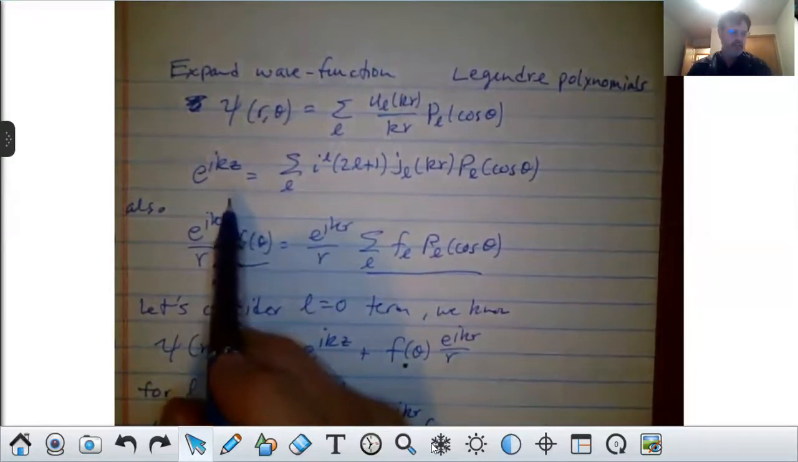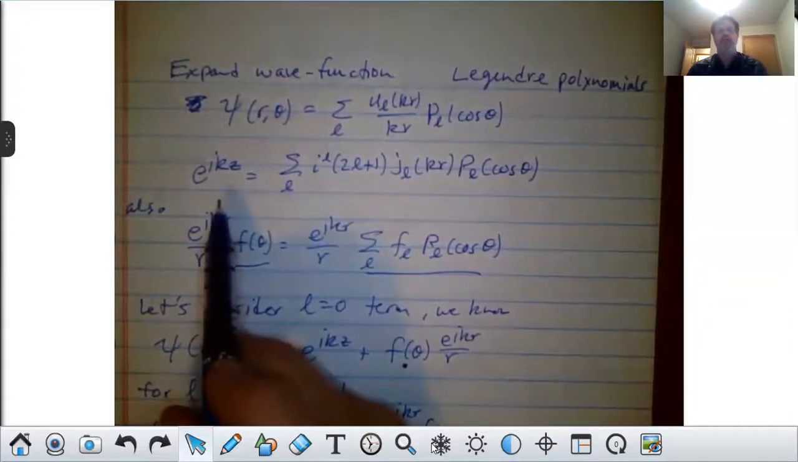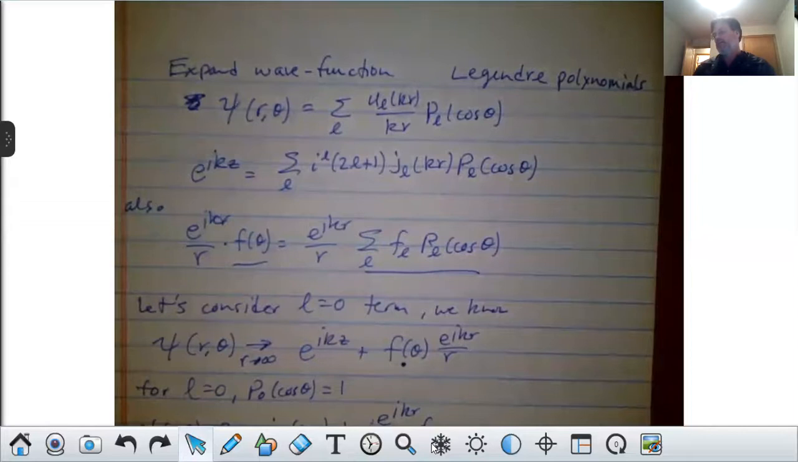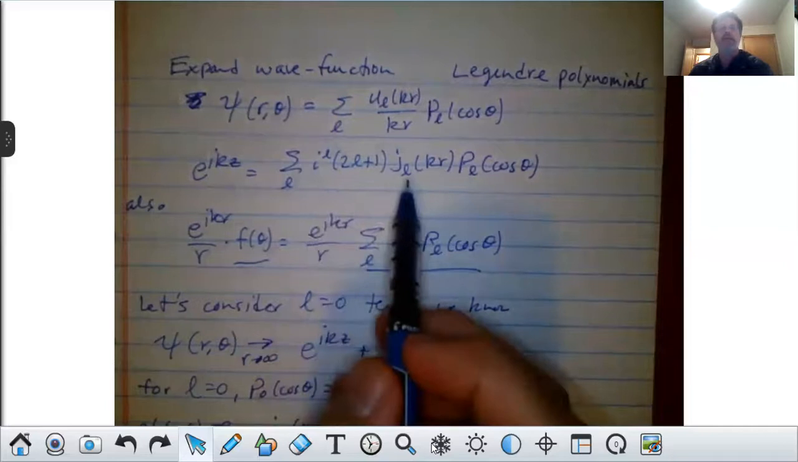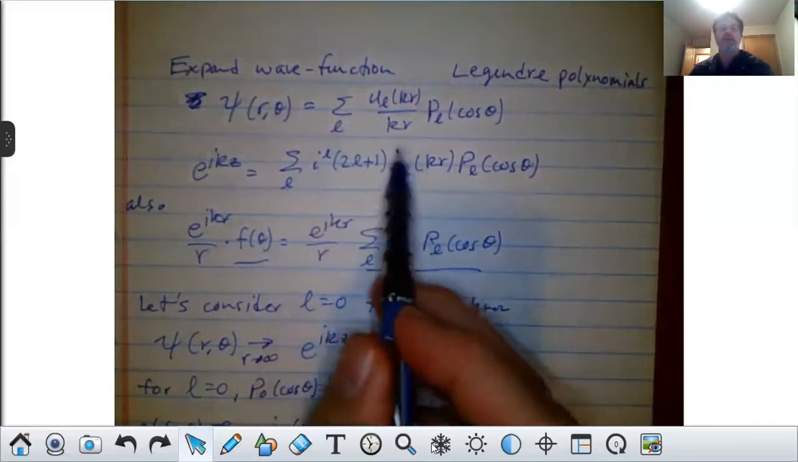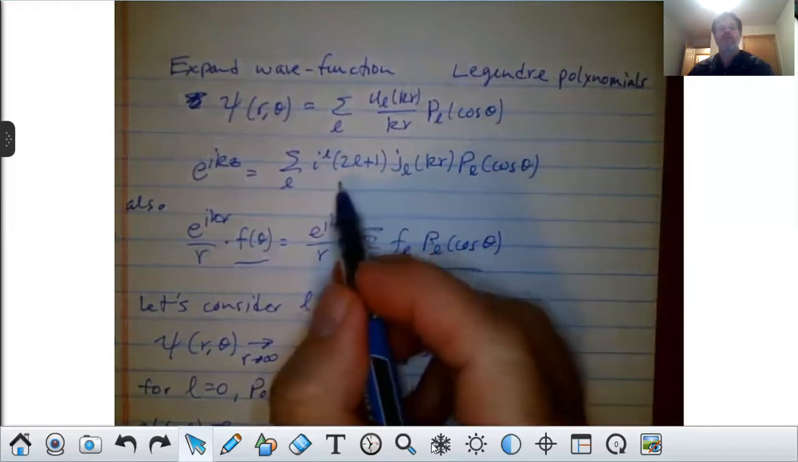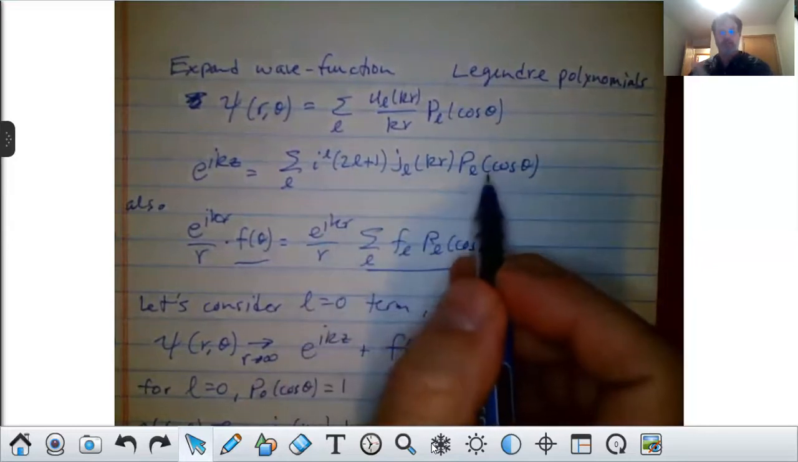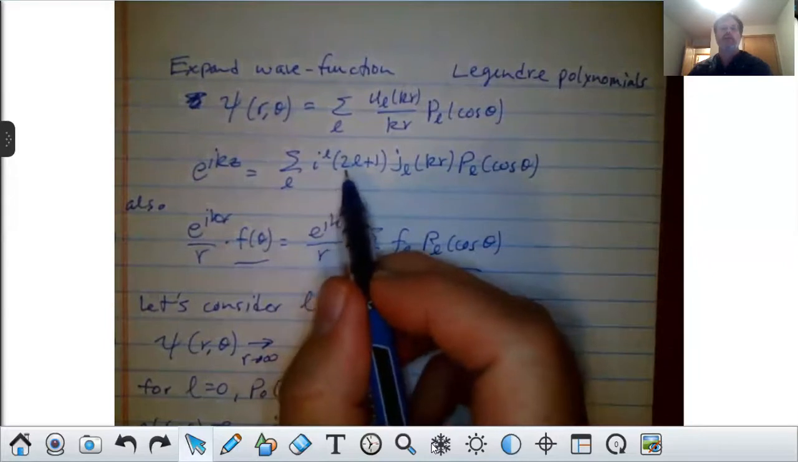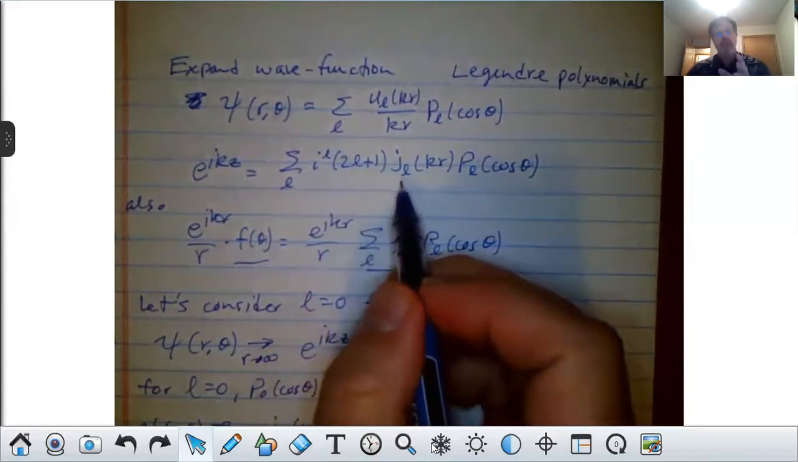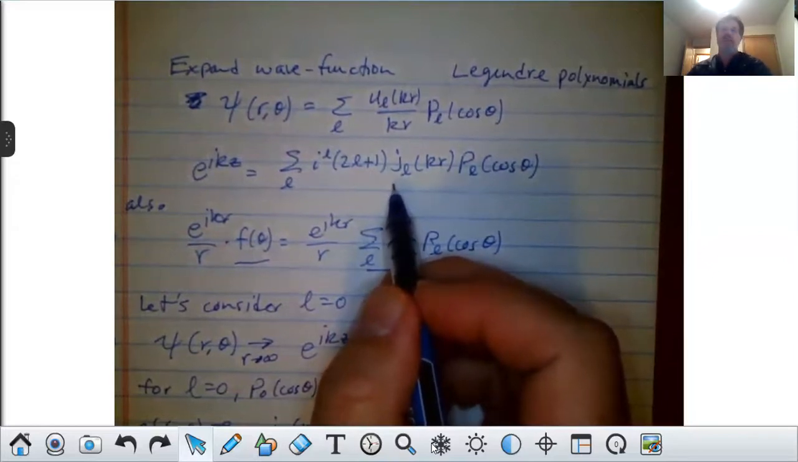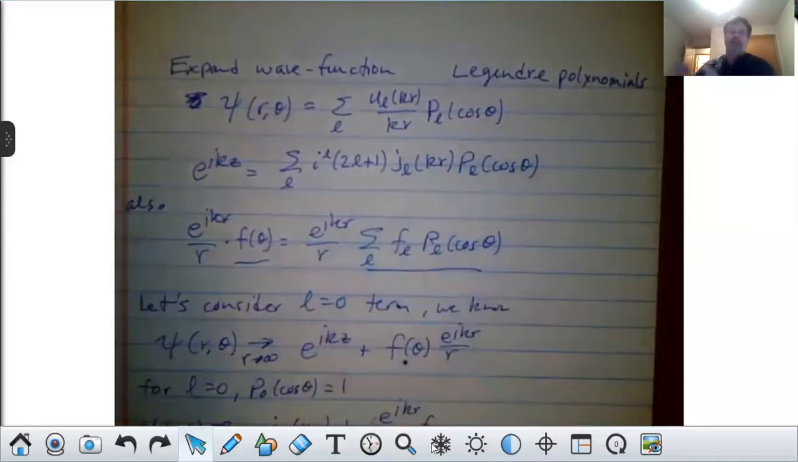I'm going to try to save a little bit of time by not going through all the mathematics, but the mathematics here leads to this expansion coefficient. The coefficient multiplying our angular function for this case turns out to be i to the L times 2L plus 1 times j_L. Now j_L is the spherical Bessel function that we've talked about a little bit in the past. It's related to the Riccati-Bessel functions, if you go back to those videos.